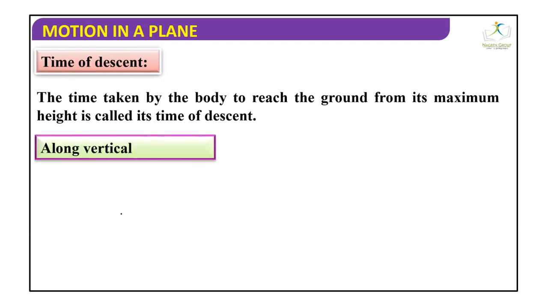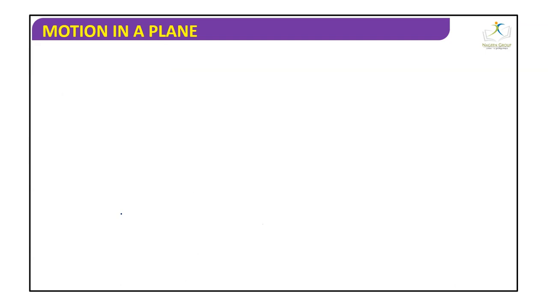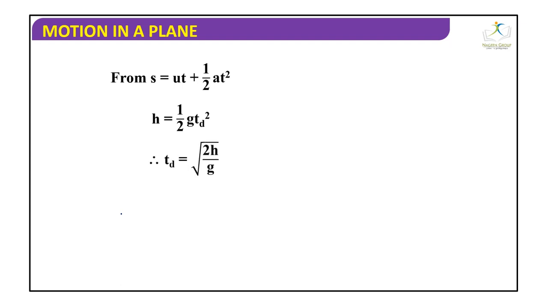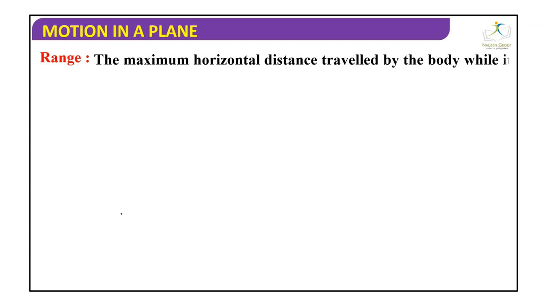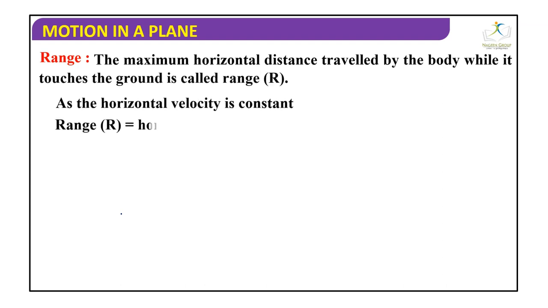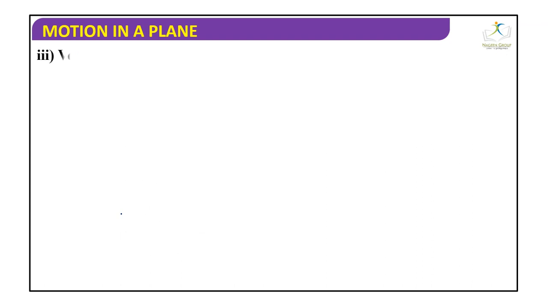Time of descent: the time taken by the body to reach the ground from the maximum height is called the time of descent. Along the vertical direction, initial velocity uy is equal to 0, acceleration ay is equal to plus g, displacement s is equal to h, and time we take as t. From the second equation of motion, s is equal to ut plus half at square, h is equal to half gt square, and t, that is Td, is equal to under root 2h by g. Range: the maximum horizontal distance traveled by the body when it touches the ground is called the range. As the horizontal velocity is constant, the range will be horizontal velocity into time, that is u into t. And t we know is under root 2h by g. So R is equal to u times under root 2h by g.